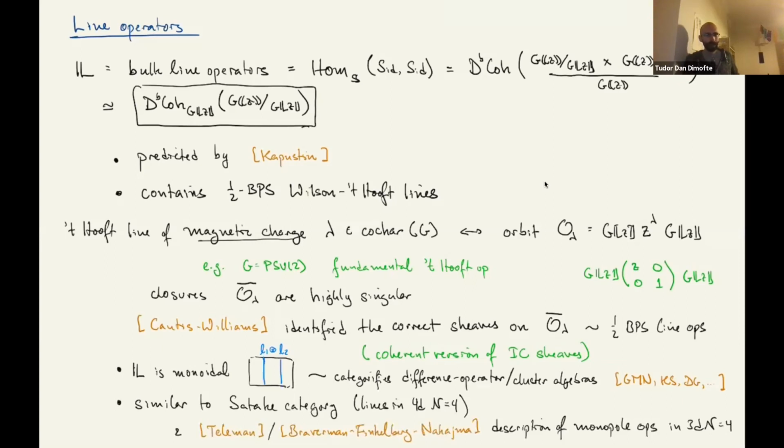So this whole story is related to the Satake category that shows up in the Langlands twist of 4D N = 4, and to descriptions of monopole operators in 3D N = 4. And in the Satake category, you're supposed to look at intersection cohomology sheaves. There's a coherent version of IC sheaves that is supposed to solve the problem. So if you ask a mathematician, there's no issue with monopole bubbling. There's a canonical thing that you write down.